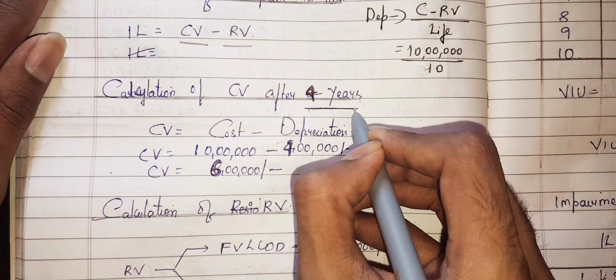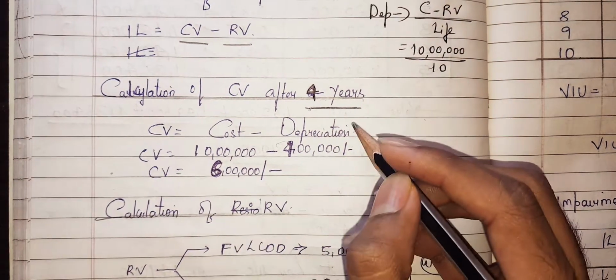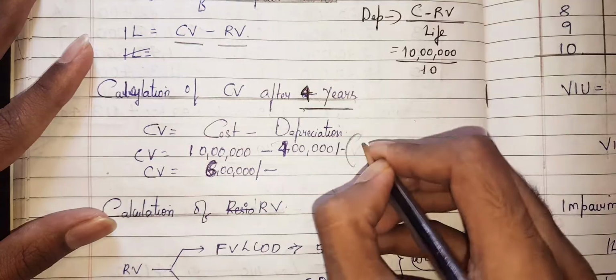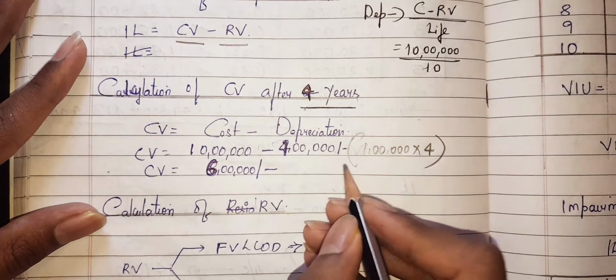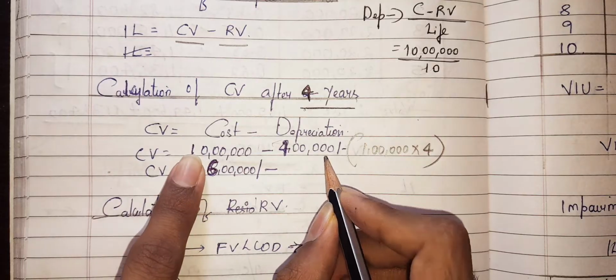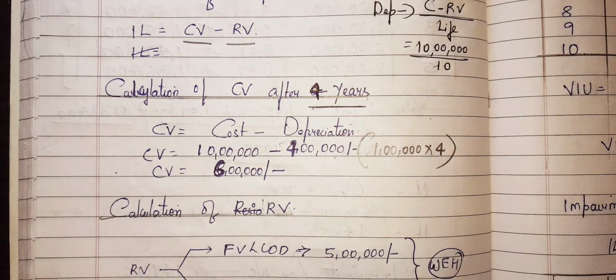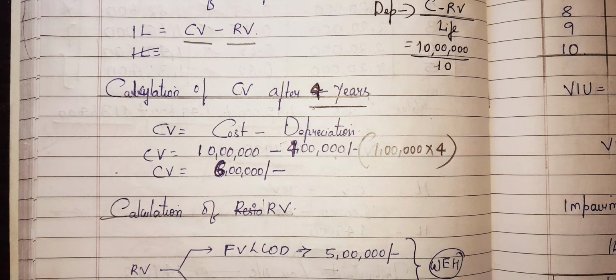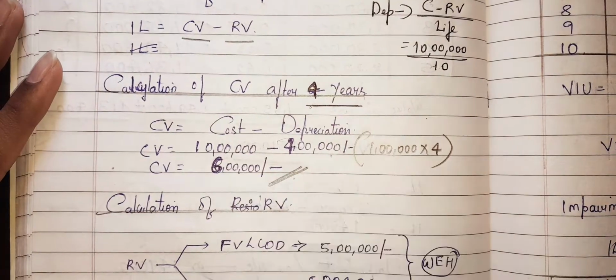Here, after 4 years we are testing the impairment loss, so depreciation will be for 4 years. 1 lakh into 4 years will be 4 lakh. The cost of PPE is 10 lakh rupees, and from that I have to subtract 4 lakh rupees, the depreciation amount. The remaining 6 lakh rupees will be the carrying value.